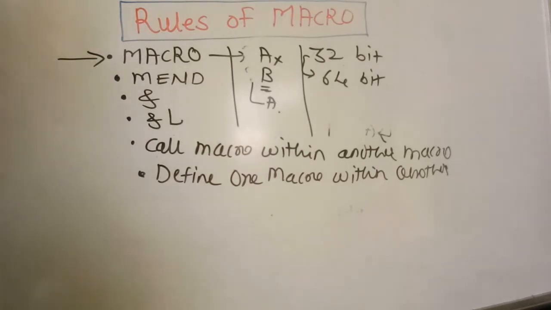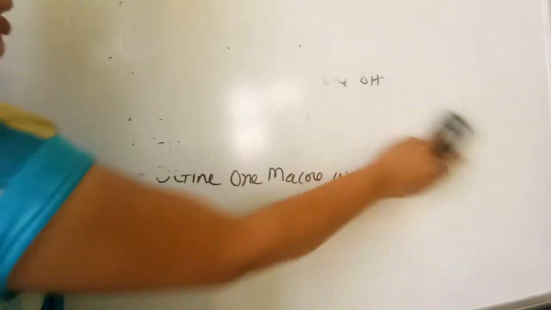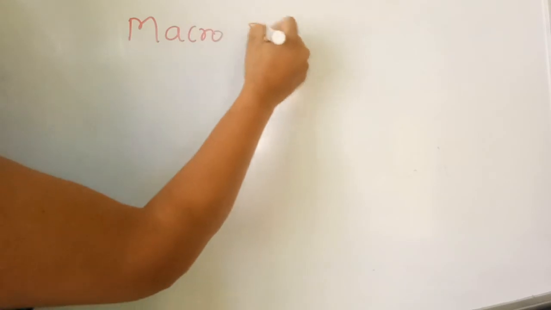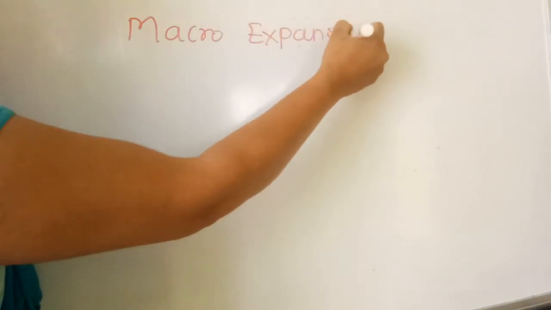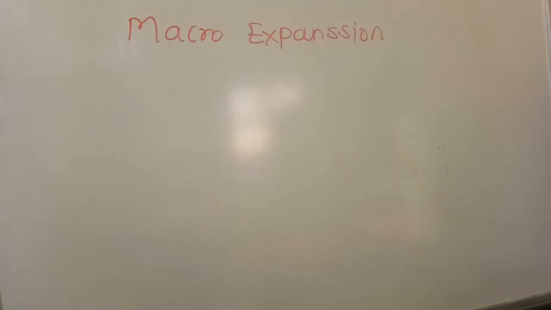We will see the next part of the macro processor, and that is the macro expansion. What is it? There are two types of expansions. First is the lexical expansion and second is the semantic expansion.